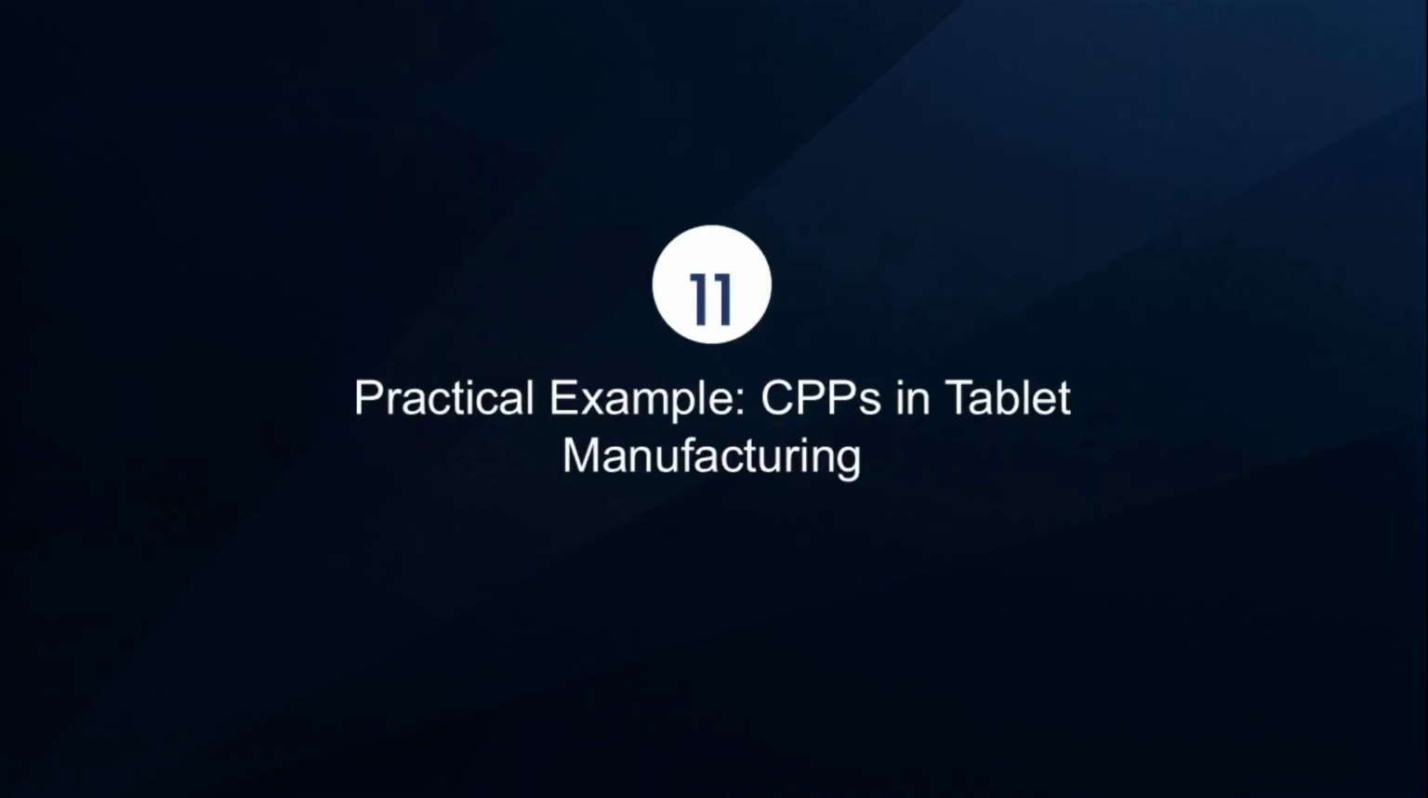Concrete examples make these concepts easier to grasp. Let's walk through a Pharmahealth Insights case study that highlights critical process parameters, CPPs, in granulation and compression, showing how careful control ensures consistent product quality and avoids costly issues.